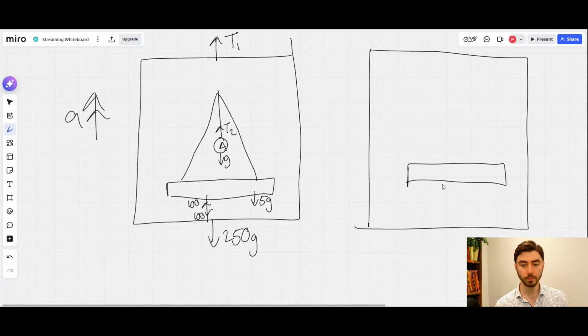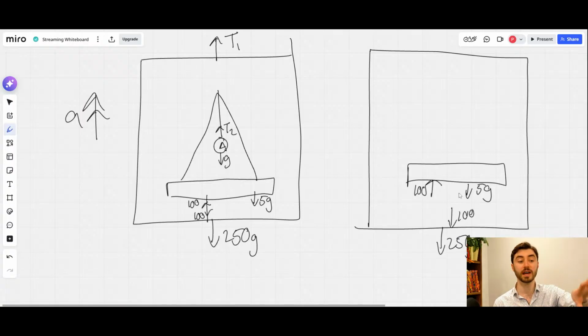Platform, 100 is acting up on it. 5G is acting down on it. 100 is acting down on the lift. 250 is acting down on the lift. So the one on the left is the diagram as given in the question. You can always redraw the diagram in a way that makes more sense for you.